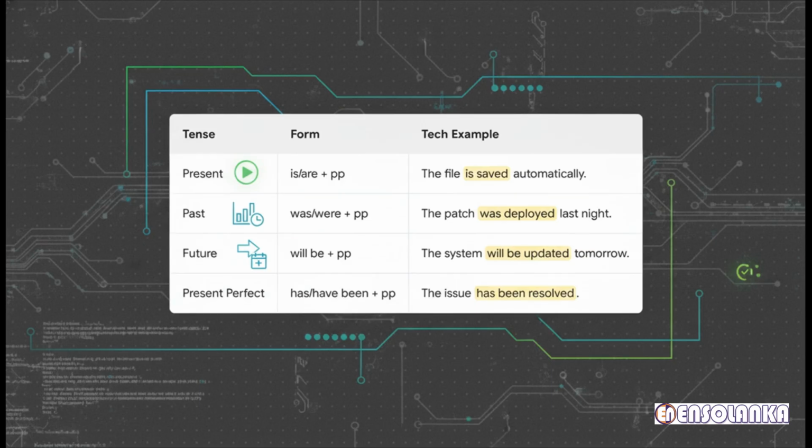That little verb be does all the heavy lifting to show the tense. If you're talking about the present, you use is or are. Think about a system message. The file is saved automatically. For the past, it's was or were. The patch was deployed last night. For the future, will be. The system will be updated tomorrow. And for something that just finished, the present perfect has been. The issue has been resolved. I mean, who hasn't seen that one in a support ticket, right?